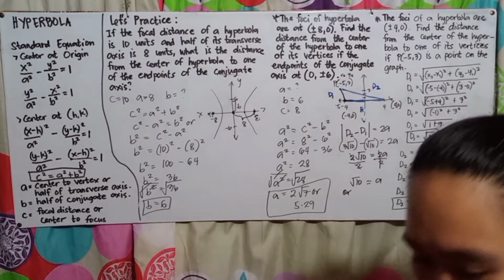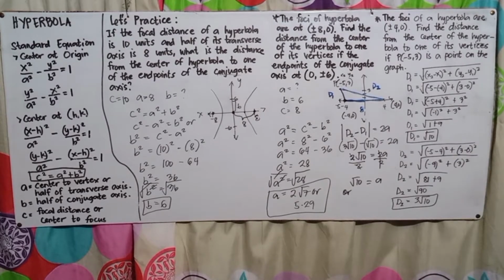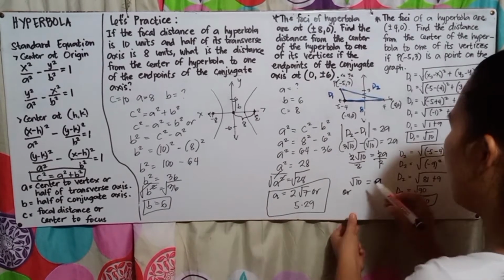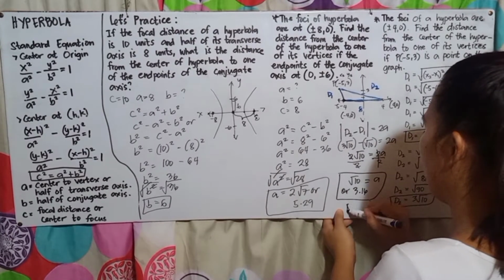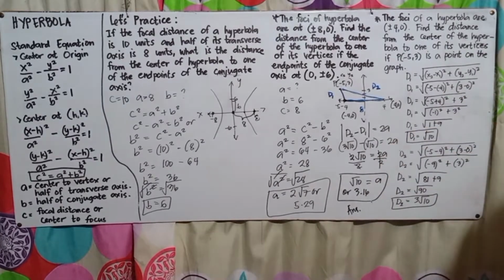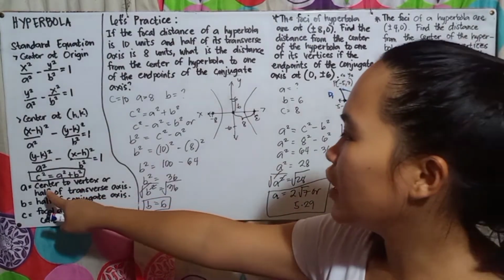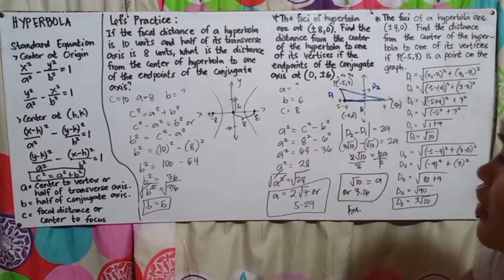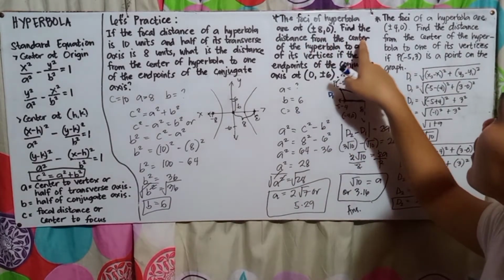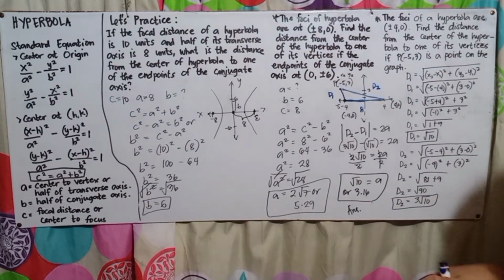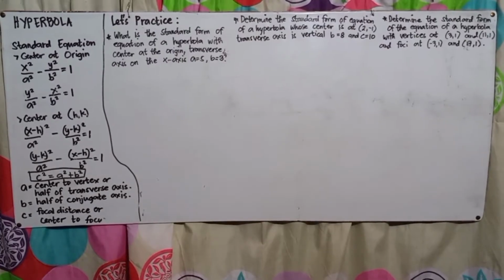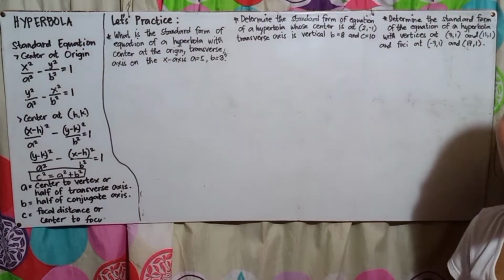So, pwedeng naka-radical form, pwedeng naka-decimal form. Square root of 10, or 3.16. So, this is now our answer. So, since ang pangitan is half of the transverse axis or from the center to vertex. So, distance from center to vertex. So, our answer is square root of 10. Okay, so let's proceed to next example.